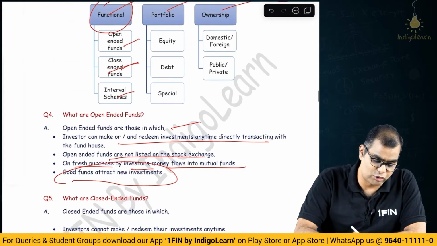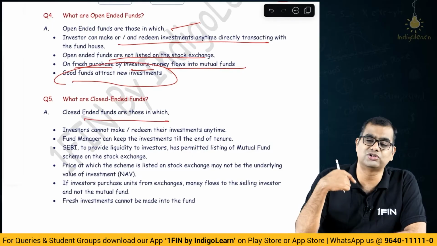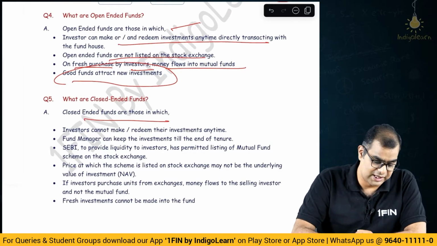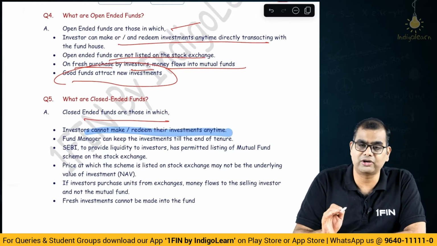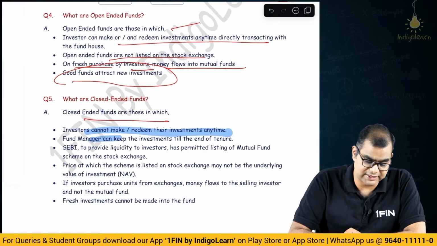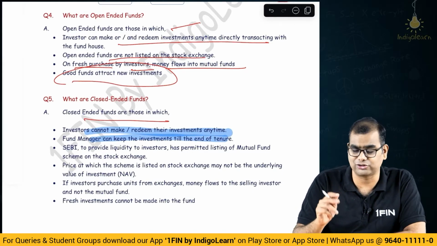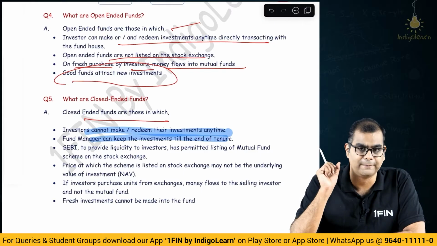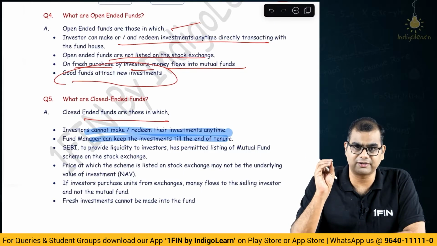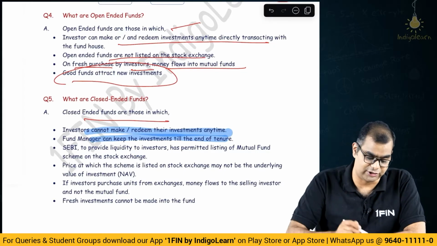Then you have something called closed-ended funds. What are closed-ended funds? Closed-ended funds are the opposite of open-ended funds. Investors cannot make or redeem investments anytime. The fund manager can keep the investments till the end of the tenure. So each fund has a specific tenure. You invest in that particular fund, and the money is locked in for that tenure.